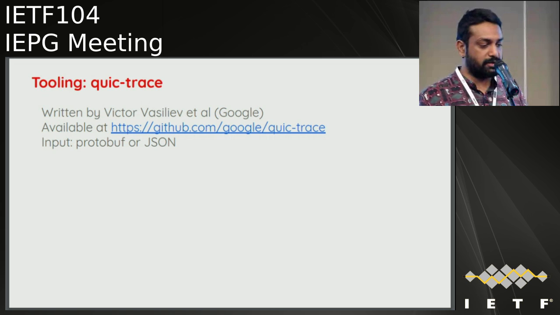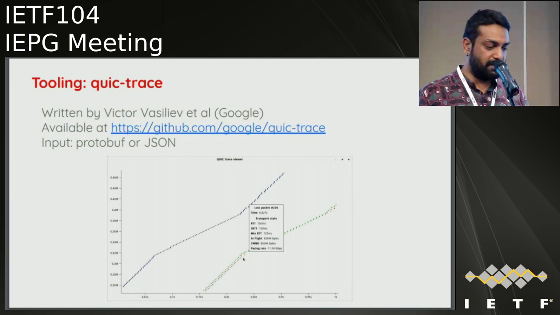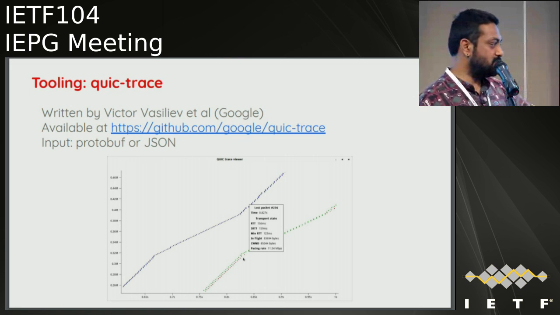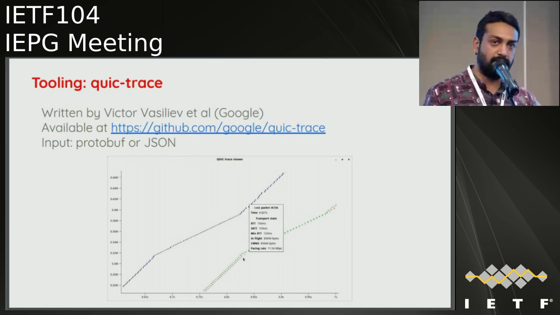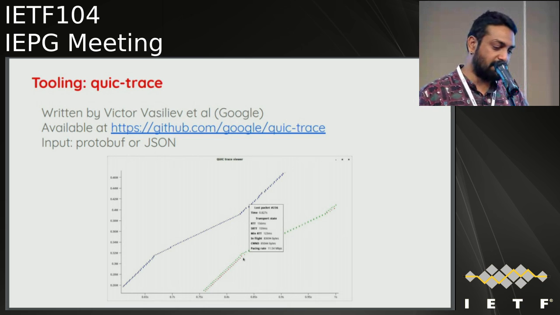The first one, QuickTrace, written by Victor at Google, is available. It's open source, and basically is a packet trace that shows you, like if you've seen tcptrace or other tools, it's quite similar to that. It's basically a time sequence diagram of packets and ACKs and losses and things such as that.